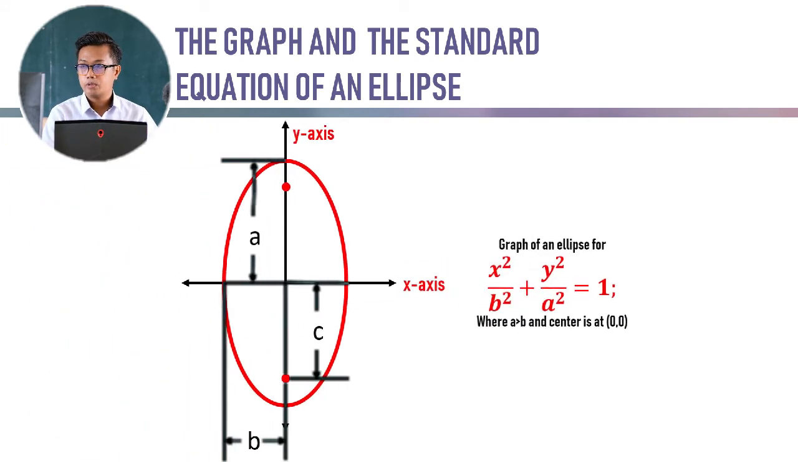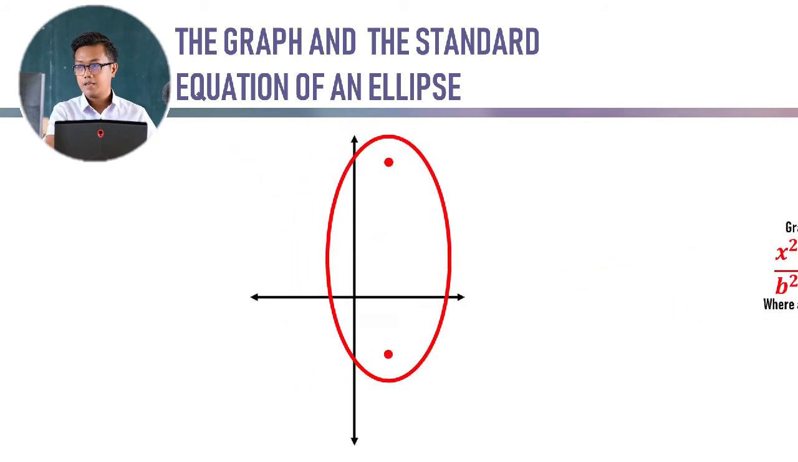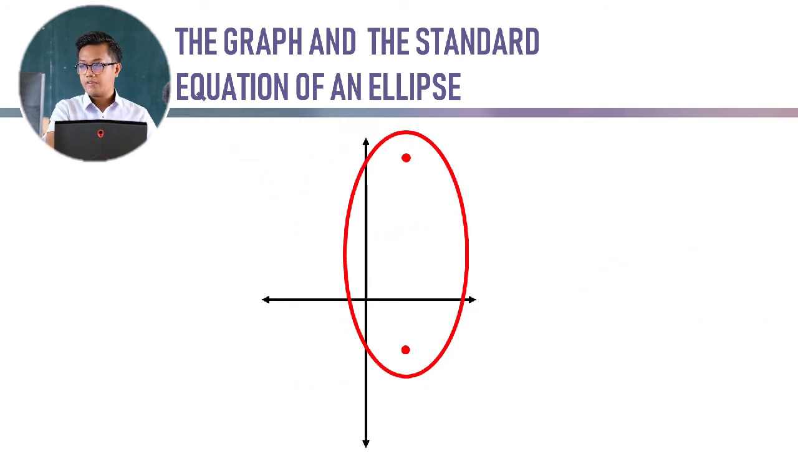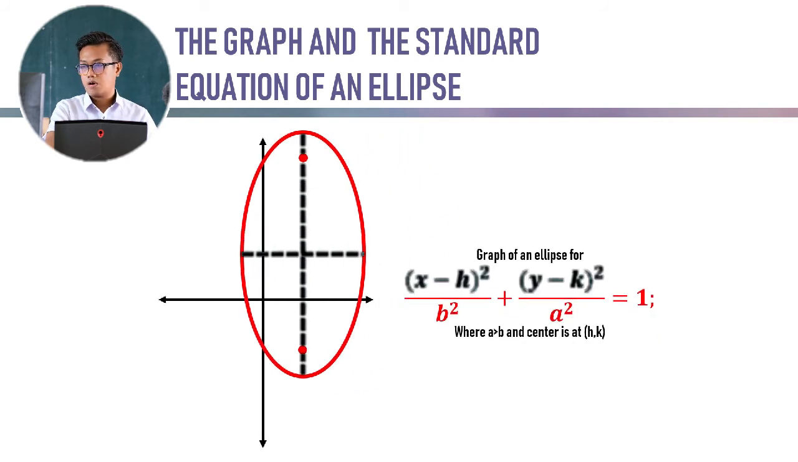So, the graph would be nagapa-tindog or nagapa-vertical. Nagapainat siya pa vertically. Kaya ang imong A ara sa imong sa dalom sa imong Y. Okay? Now, this would be the graph sang imong ellipse kung ang imong center naman wala naka-locate sa imong origin. Kagina ara siya sa 0, 0.